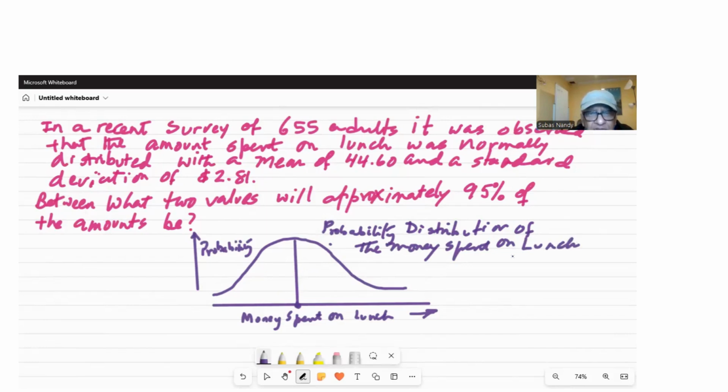Now, they already gave us the information that the mean is 44.60. So this is where the mean is. It's 44.60. And sigma is the standard deviation, that is the average variation from the mean. The standard deviation is 2.81. This Greek symbol is sigma, or small s, standard deviation. This symbol is small m in Greek, mu, the center of the distribution.